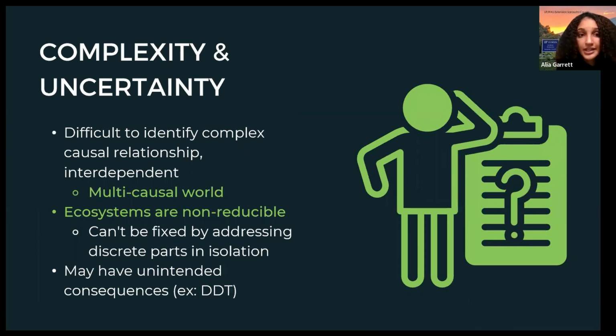Complexity and uncertainty. It's difficult to identify complex causal relationships that are interdependent. We live in a multi-causal world, and ecosystems are non-reducible. So they can't be fixed by addressing discrete parts in isolation. And a lot of the things that we do that could seem like a solution may have unintended consequences. For example, DDT.